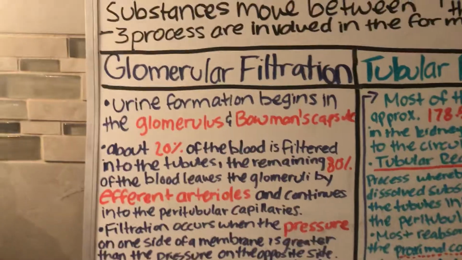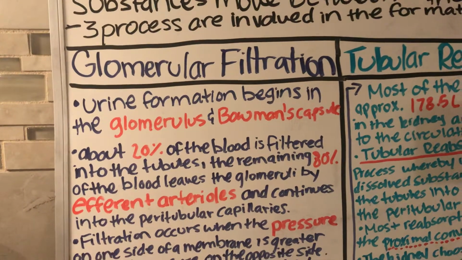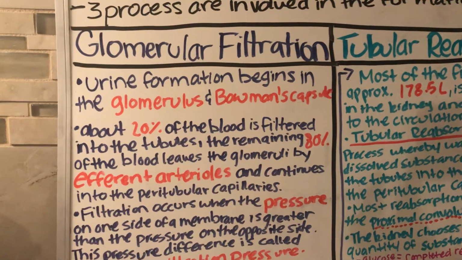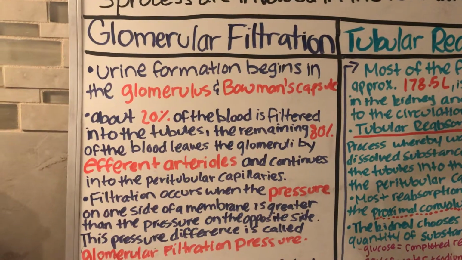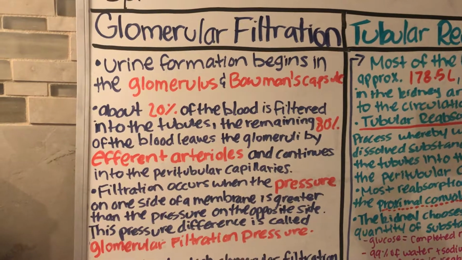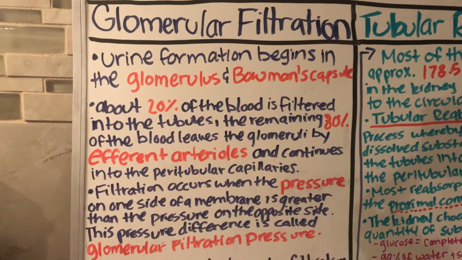In filtration, urine formation begins in the glomerulus and Bowman's capsule. About 20% of the blood is filtered into the tubules, and the remaining 80% of the blood leaves the glomeruli by efferent arterioles and continues into the peritubular capillaries.